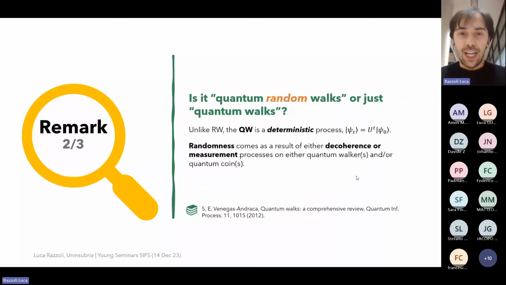Randomness. Unlike the classical random walk, a quantum walk is a deterministic process because we know the state of the system exactly at any time. However, randomness is the result of either the coherence or measurement processes that we can perform either on the quantum walker or the coin.